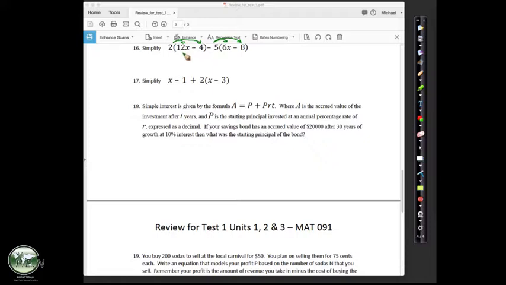What's 2 times 12x? 24. Good. Get a 24x. And then 2 times -4? -8. The second part, we're taking -5 times 6x. That gives us -30x. Okay. And then -5 times -8, a +40. Okay, so that was the first step. Get everything out of the parentheses by distributing.